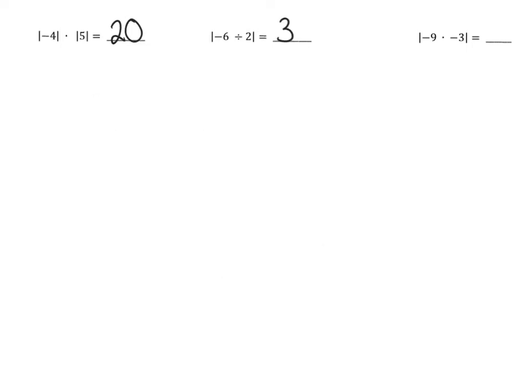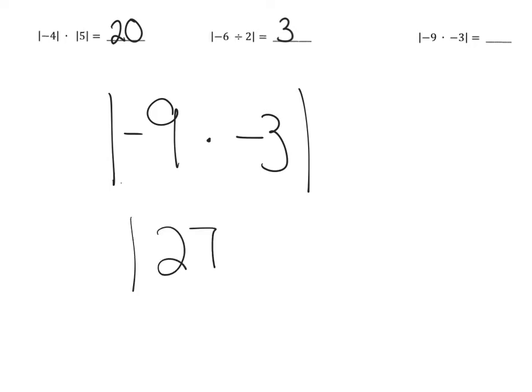Okay, next we have the absolute value of negative 9 times negative 3. So I have negative 9 times negative 3, so it's 27. So the absolute value of 27 is going to be 27.